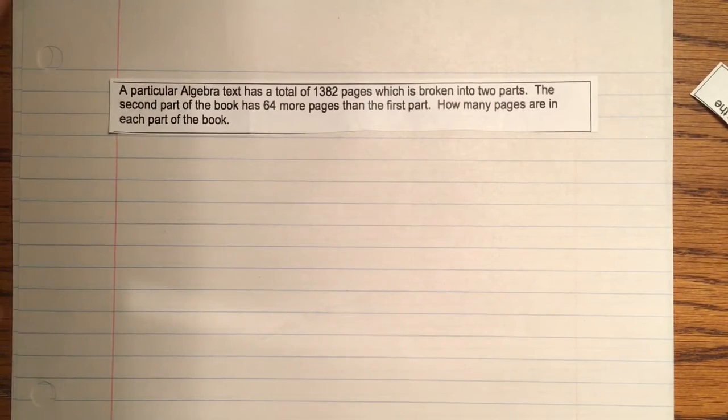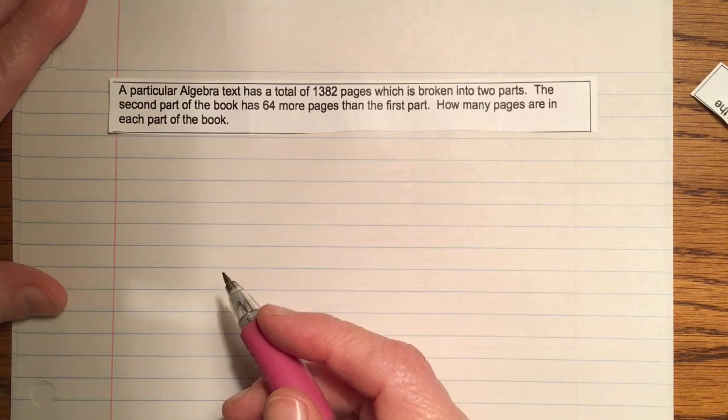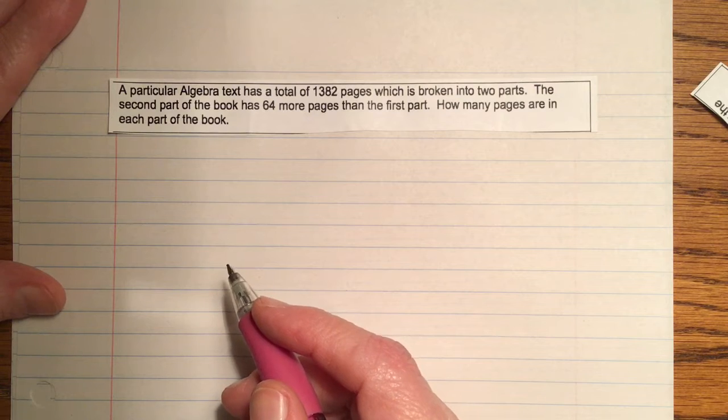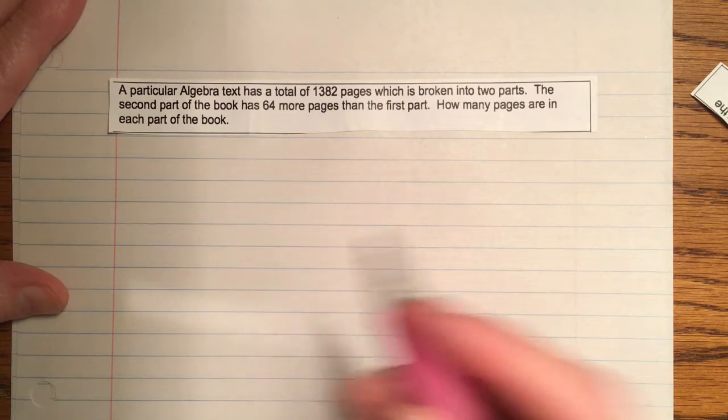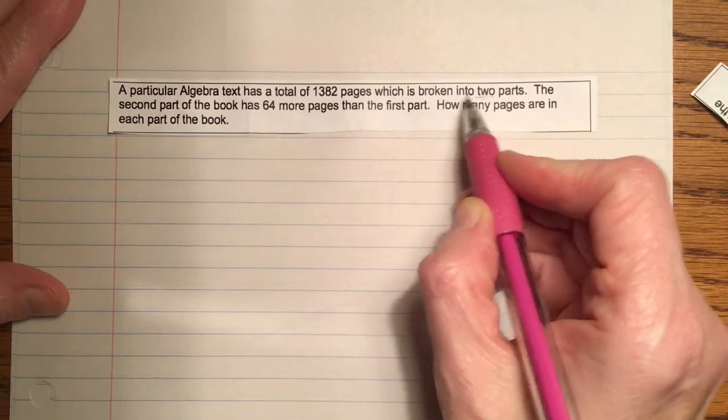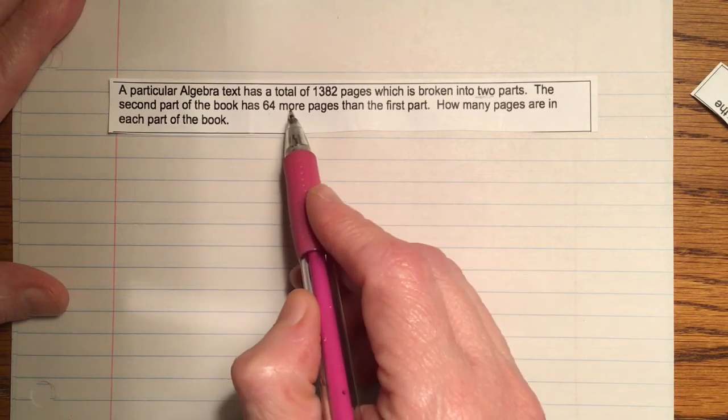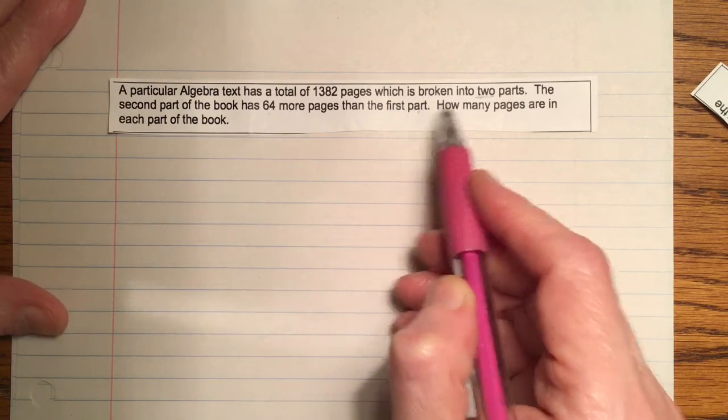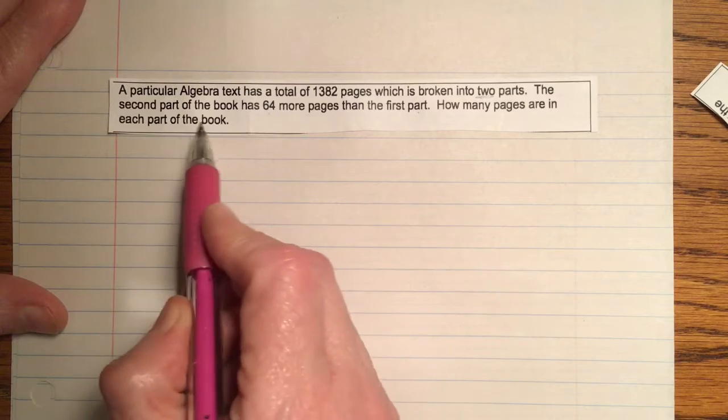Okay, problem number 2. A particular algebra text has a total of 1,382 pages, which is broken into 2 parts. The second part of the book has 64 more pages than the first part. How many pages are in each part of the book?